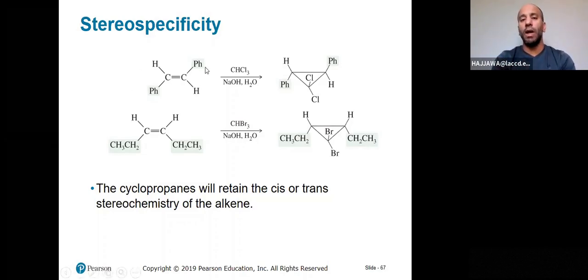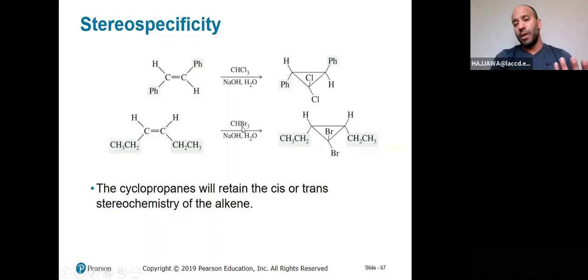So you can see here clearly the 2-phenyl being trans, reacting with CHCl3 and aqueous hydroxide is going to end up making the cyclopropane moiety, and the two Cls still attached. So that's important to keep in mind. And the two phenyls being trans, as originally how they were oriented in the reactant, while the two ethyl groups are cis.